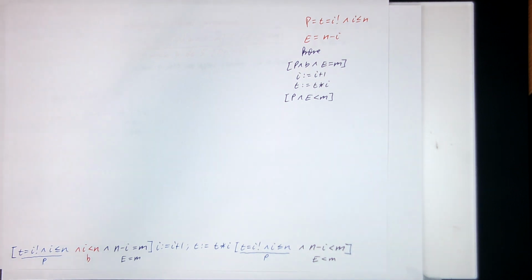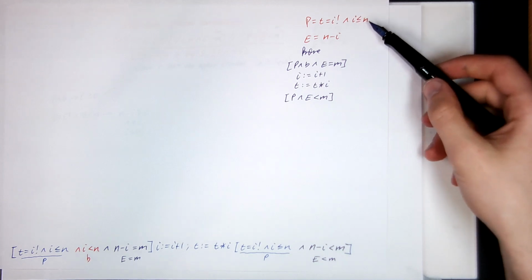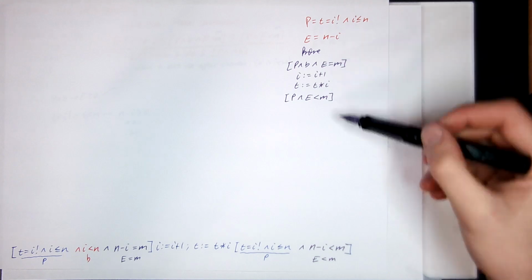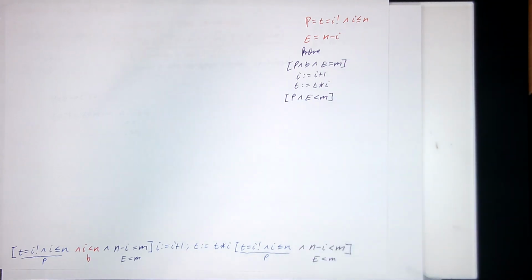Okay, so I've copied out the term we want to prove. We've got our invariant P and our variant E here. And this is the statement we want to prove. I've color-coded all the parts so you can see which part is the P and the B and the E, etc. So we want to prove this statement.